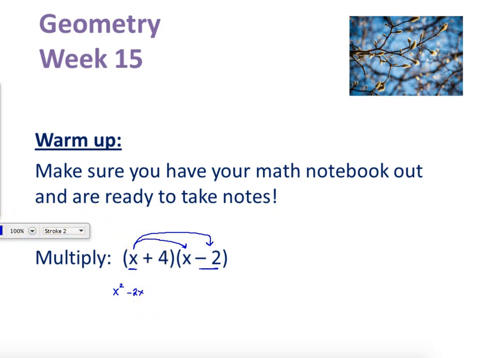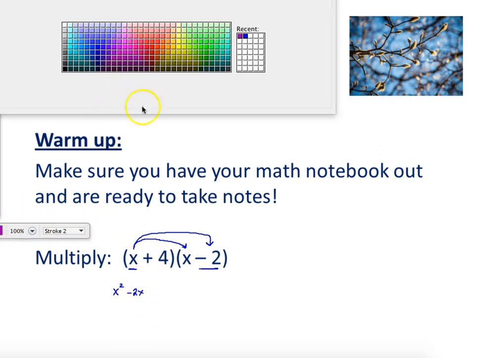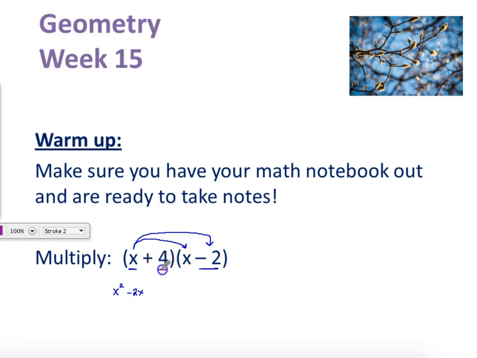Then we're going to start all over with the second term in our first set of parentheses, 4. Multiply it by the first term in our second set of parentheses, get plus 4x. Do it again. 4 times that -2 is -8. Do we see any like terms that we can combine now? If you said yes, you are correct. You should see that -2x and that positive 4x. When we add those together, we'll get a positive 2x.